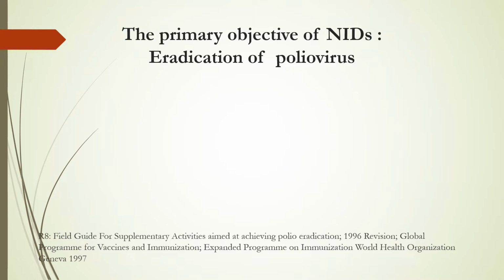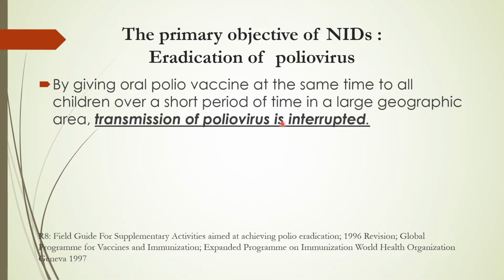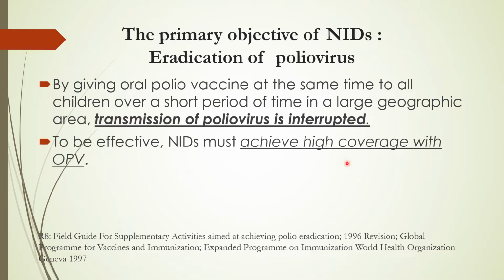The primary objective of NIDs is, of course, the eradication of polio virus. By giving oral polio at the same time to all children over a short period of time in a large geographic area, the transmission of polio virus is interrupted. All these are important. The wild polio is replaced by the virus which is contained in the vaccine, OPV.